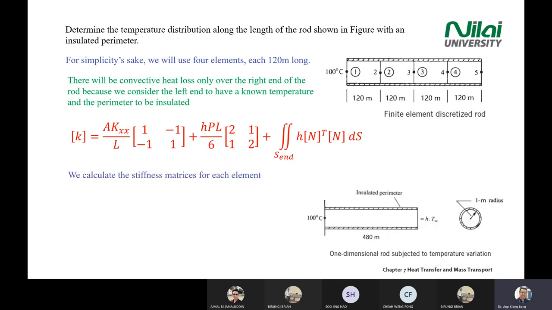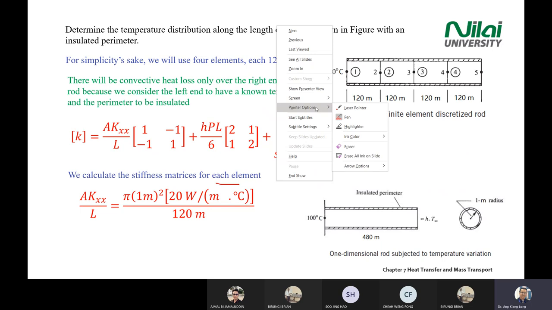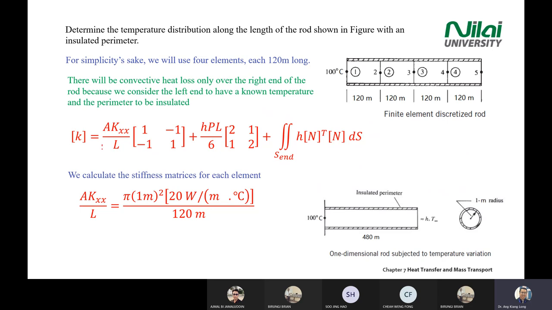All right, next we will calculate the K matrix for all the elements. We have 4 elements here, so we will do them one by one, and then we combine them into a global matrix. I'm going to show you step by step now. For the first one, you know that when you have conduction, you can see how you calculate A. Because you have a round body, the A is pi r square.